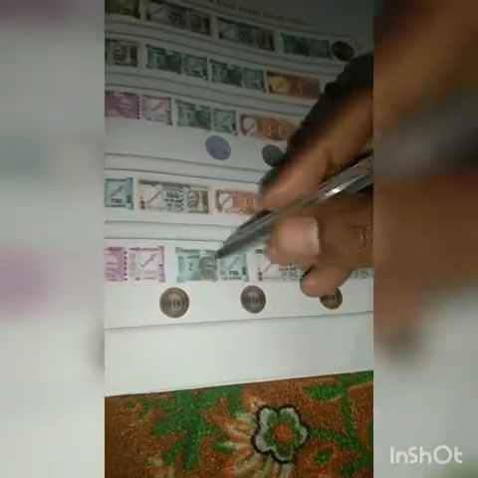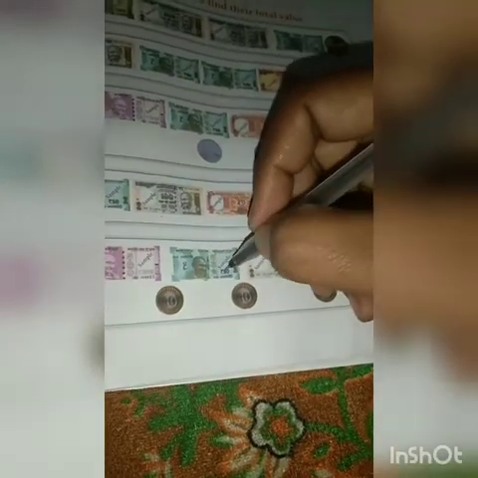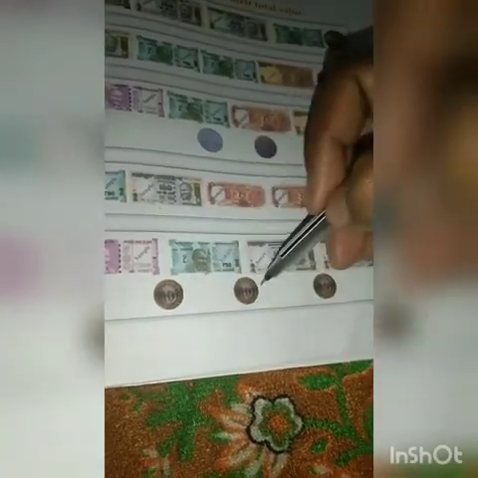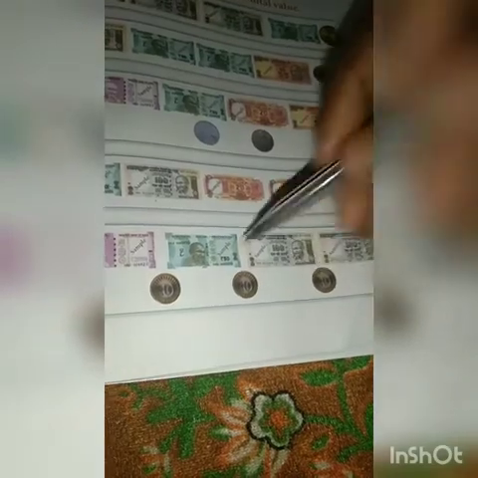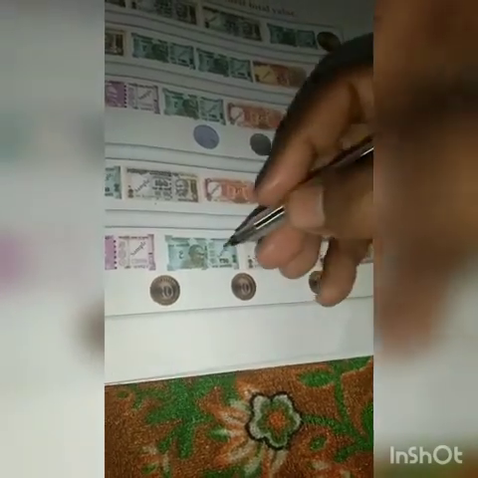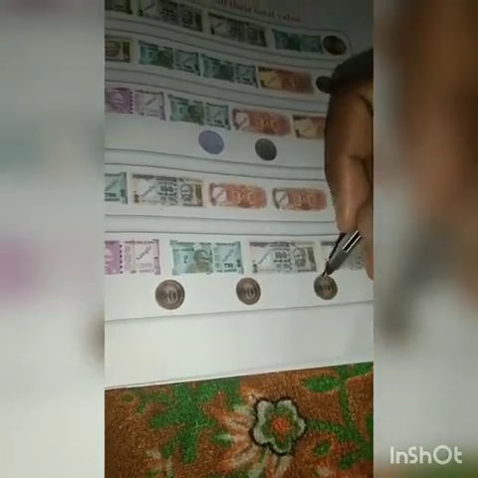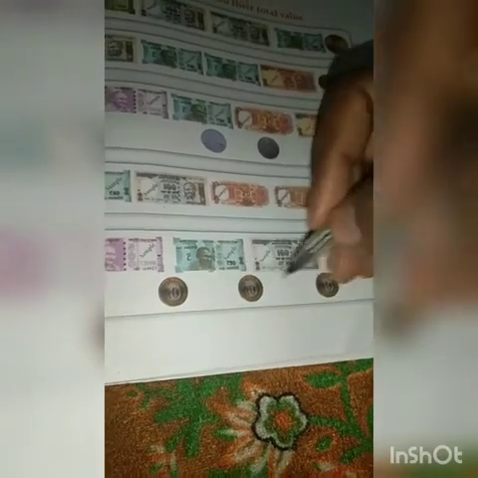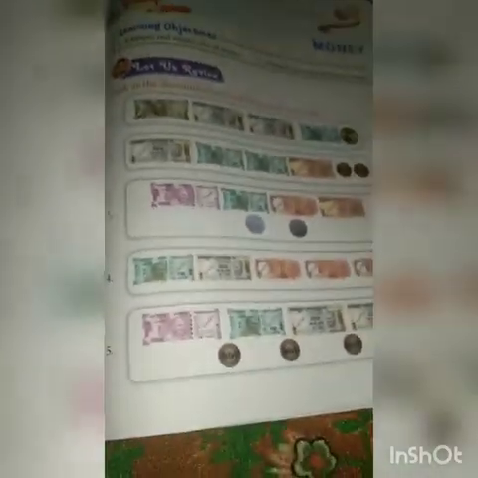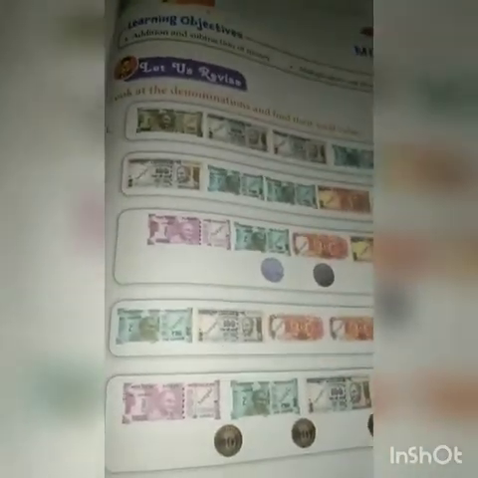So 2250 rupees is there. Then 10 and 10, 30 rupees. So 2250 plus 30 is 2280 rupees. So this you can do for your revision with the help of pencil. You can fill it in your book only.